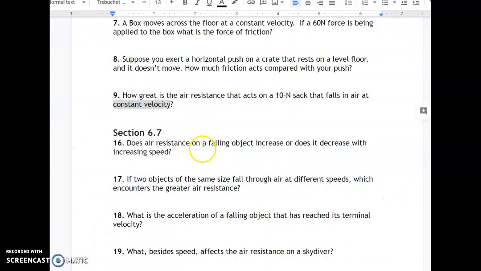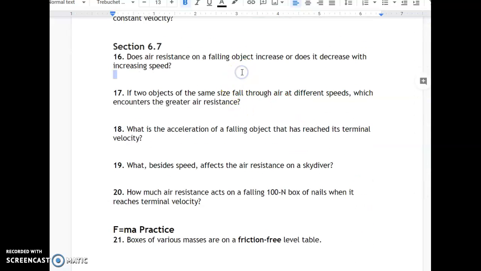And I just realized that I misread this problem. I read this as a 10 kilogram mass instead of a 10 Newton force. So the force of air resistance would still have to equal the force that is acting on the object itself. So air resistance would actually be 10 newtons there. Sorry about that.